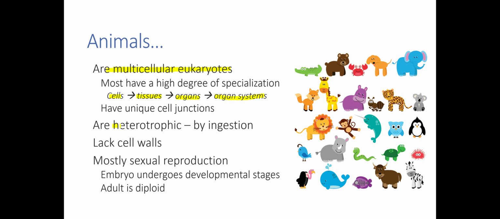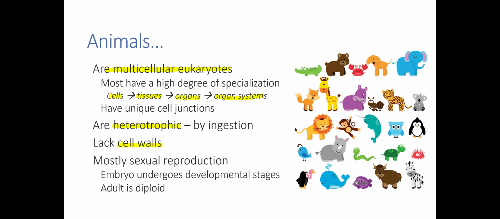Another thing that's kind of a defining characteristic of animals is that they are heterotrophs, but this time it's by ingestion. So remember, Kingdom Fungi were heterotrophic, but they absorbed. Animals are going to ingest in one way or another. Another defining characteristic is that when it comes to cell walls, they don't have them. Okay, animals' cells do not have cell walls at all.